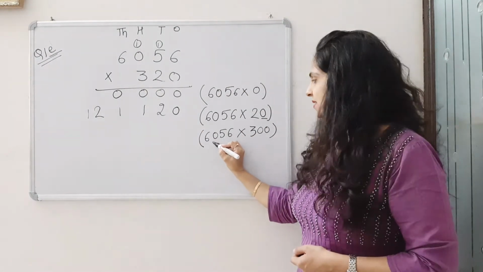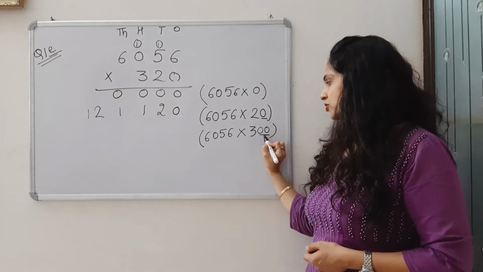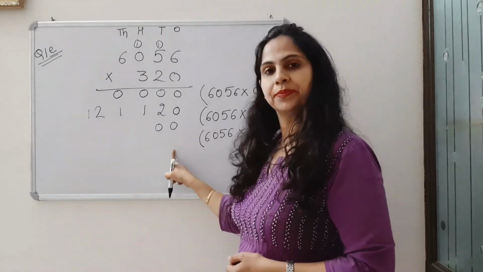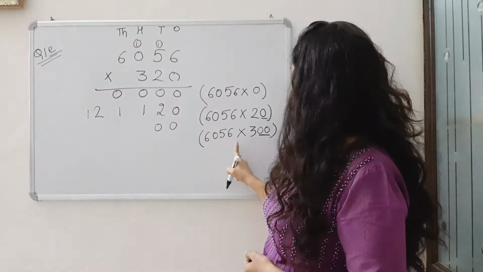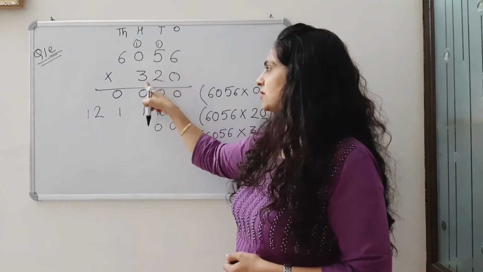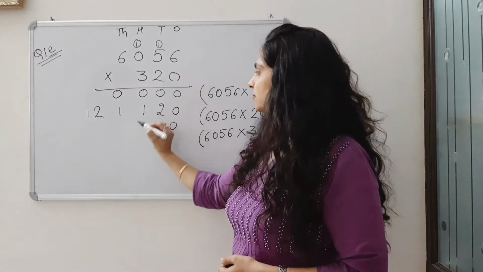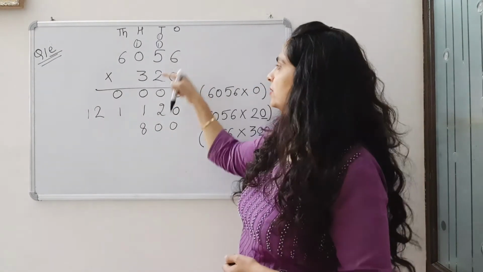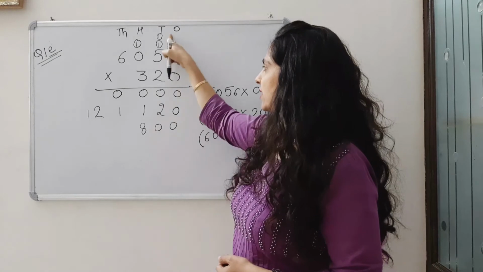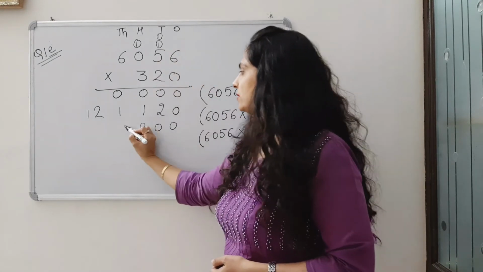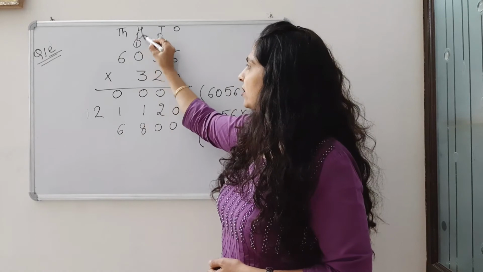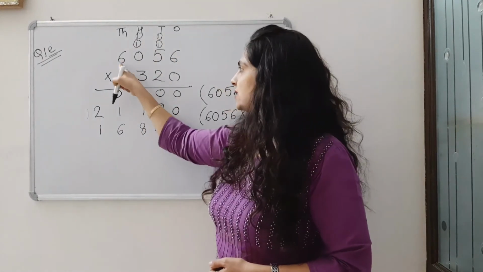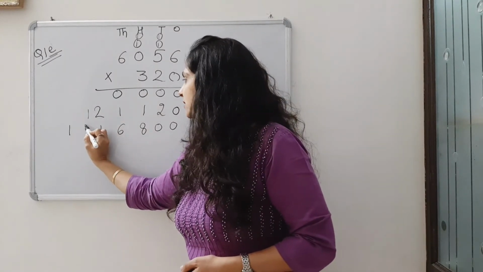We have to multiply 6056 by 300. Now 300 has 2 zeros. So we will add 2 zeros on the extreme right side. Okay. Now we will multiply 6056 by 3. 3 6s are 18. 1 carry above. Fine. 3 6s are 18, 1 carry. 3 5s are 15 plus 1 is 16. Now 1 carry over here. 3 zeros are 0 plus 1 is 1. 3 6s are 18.